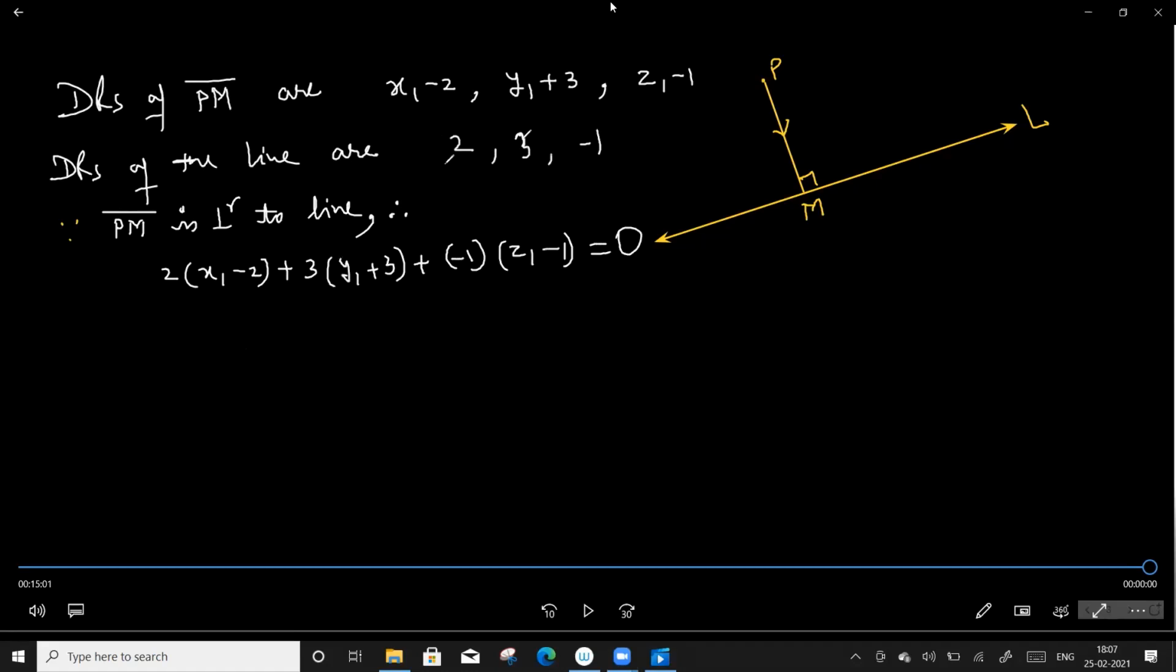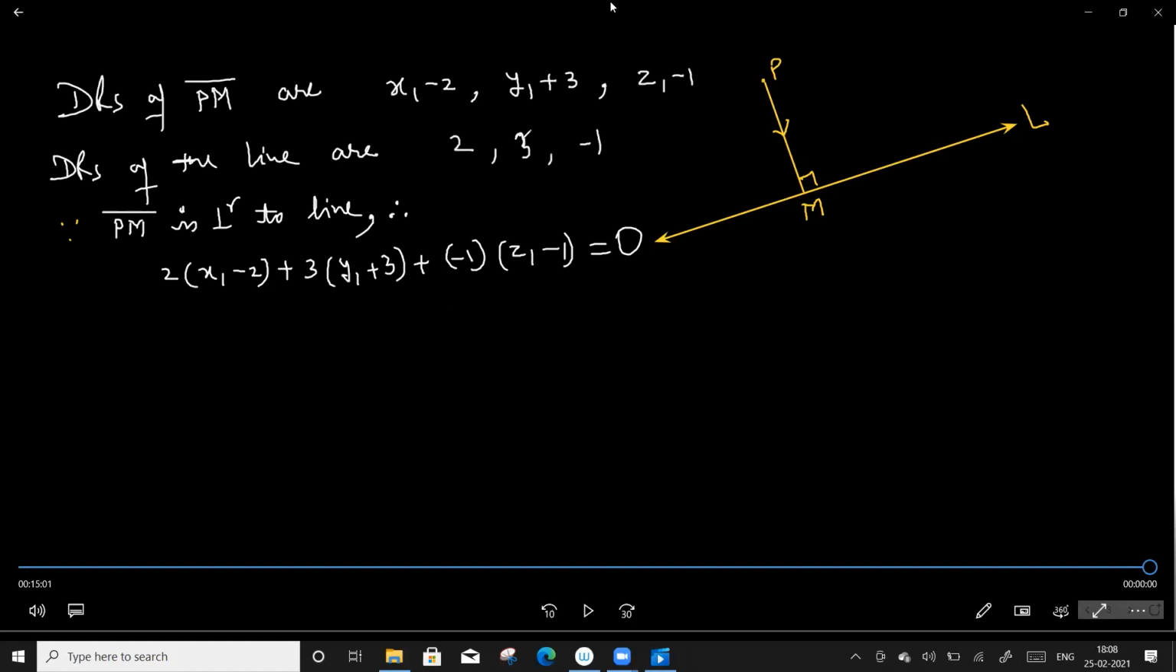When the lines are perpendicular, the sum of the product of their DRs is 0, and when the lines are parallel, the DRs are proportional. We did this when I taught you DRs and DCs in detail, so if you want, you can refer to that video. It was covered under the heading important points.